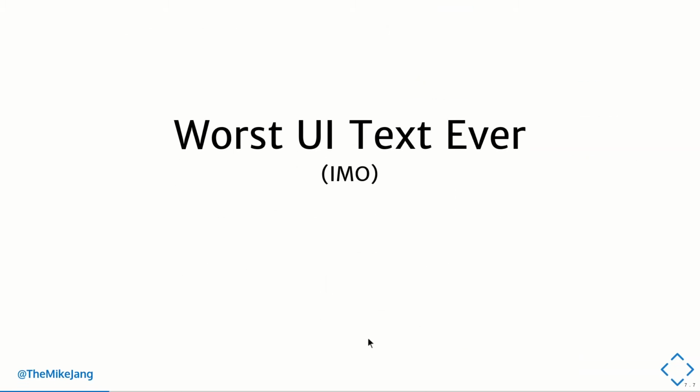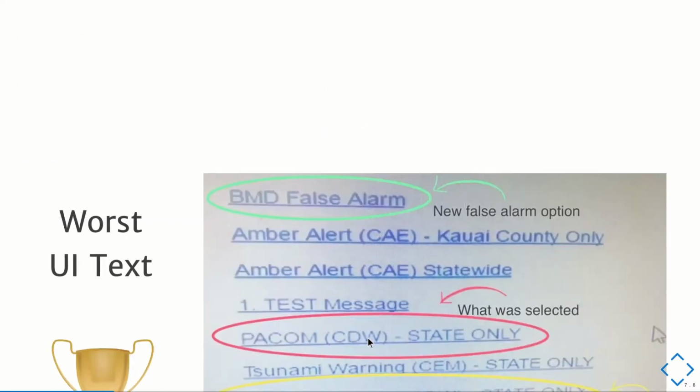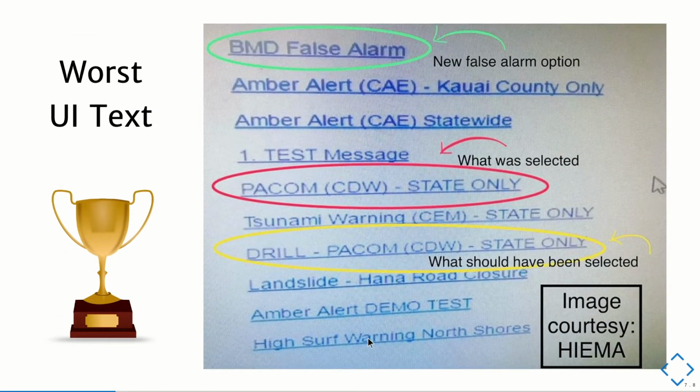Here's my personal award for the worst UI text ever. For me, it's even worse than the blue screen of death. We saw it back in January of 2018 in Hawaii. It's a story that breaks my heart. This UI screen is from the Hawaii Emergency Management Agency. Imagine you're a government official in that agency. You have this on your smartphone.